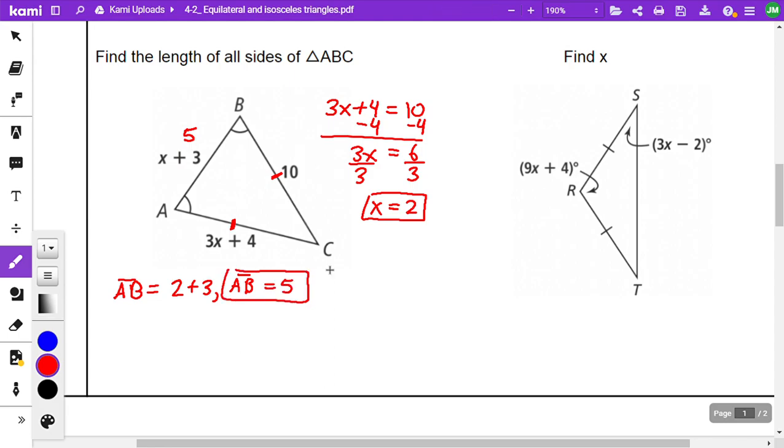And then for AC, you can do 3 times 2 plus 4. So this is 3 times 2, 6, plus 4 is equal to 10. Which makes sense because that's what it has to be congruent to, this. So AC is equal to 10.